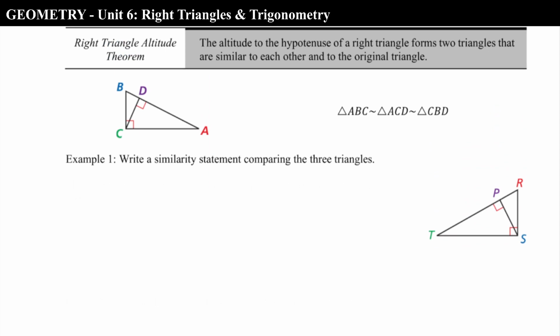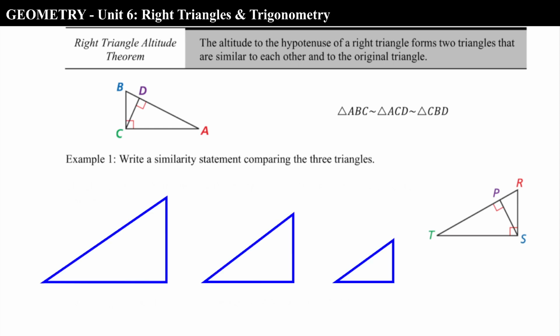So let's start off by drawing three similar right triangles. One that's large, one that's medium size, and one that is small. So here are my three similar right triangles, okay? And all three of these are right triangles. So we have a right triangle here, we have a right triangle here, and we have a right triangle here.